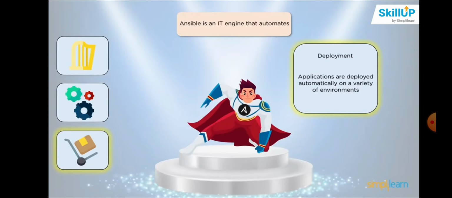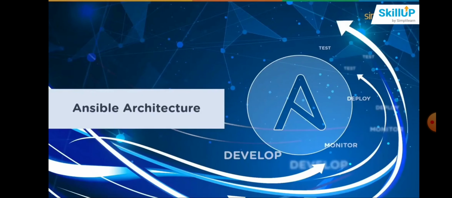So if you have to deploy an application on 10 systems with different environments, you don't have to manually do this anymore because Ansible automates it for you. In fact, Ansible can also ensure that these applications or the code are deployed at a certain time or after regular intervals. Now that we know what exactly Ansible is, let's look at Ansible's architecture.